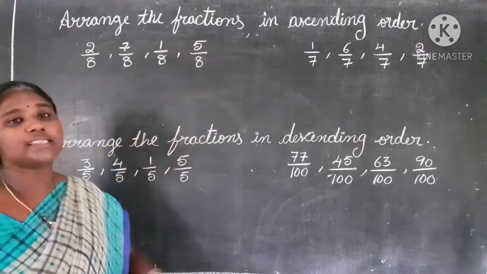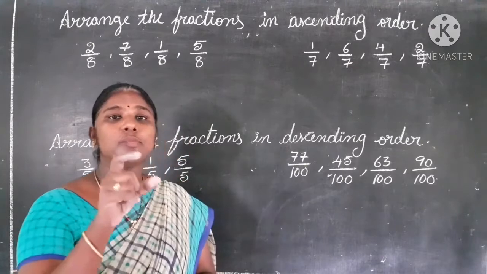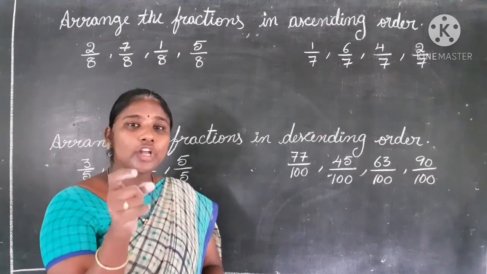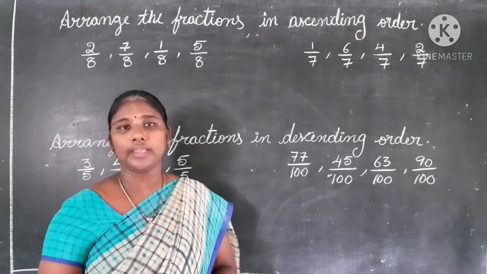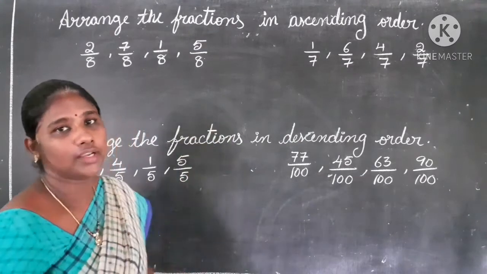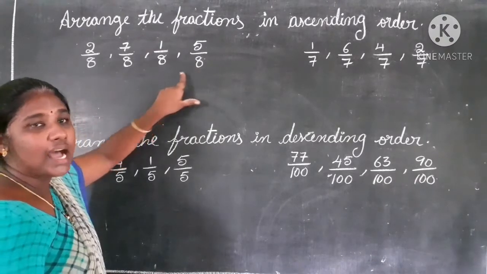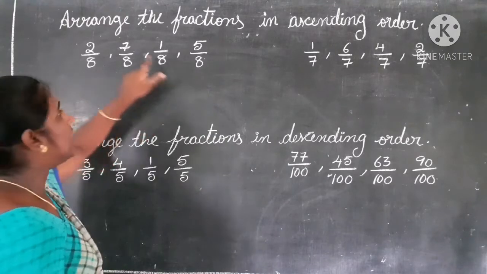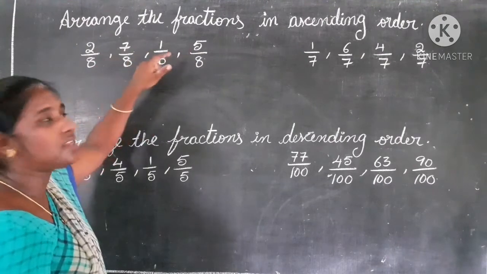Arrange the fractions in ascending order. Ascending order means small number to big number. We know that while comparing fractions with the same denominators, the fraction with the greater numerator is bigger. Ascending order means we write from the smallest fraction to the greatest fraction. Here all the denominators are the same. In the numerators 2, 7, 1, 5, the smallest number is 1.